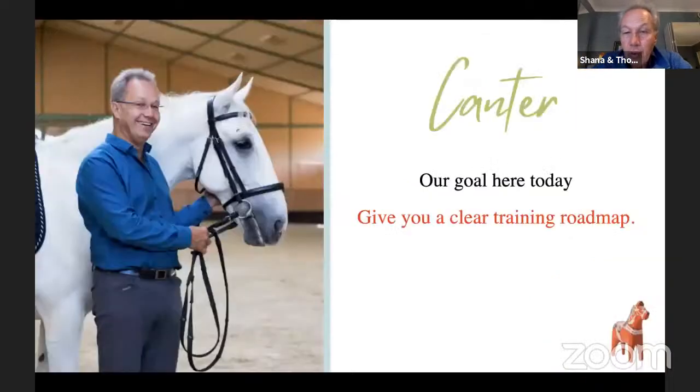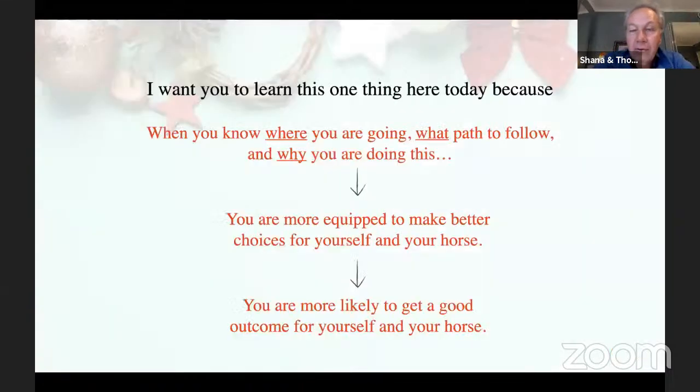So the goal for us today is to give you a training roadmap, so you get a better idea of how to get from here to there, from the horse's present canter to the canter that you're aiming for. And if you have that roadmap, if you know where you're going, what path to follow and why you're doing it, then you're more equipped to make better choices for yourself and your horse. You're more likely to get a good outcome for yourself and your horse.